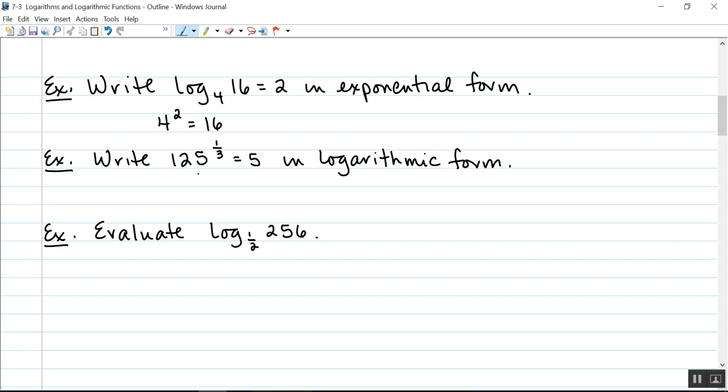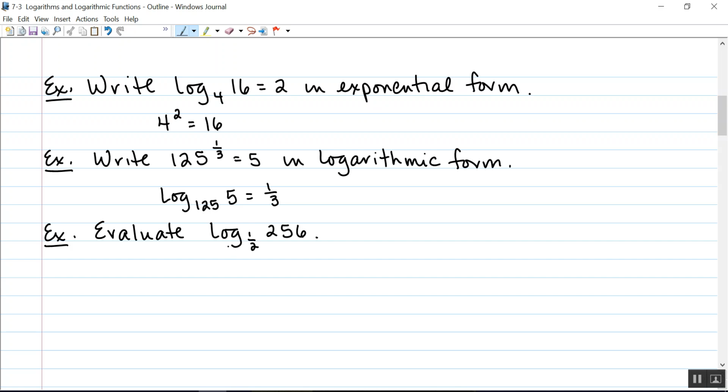Now let's try going the other way. We need to take something that's in exponential form, that is 125 raised to the 1/3 power equals 5, and write it in logarithmic form. So I'm going to write this as log base 125, because that's my base, of 5 equals 1/3. That means the base of 125 raised to the 1/3 power equals 5.